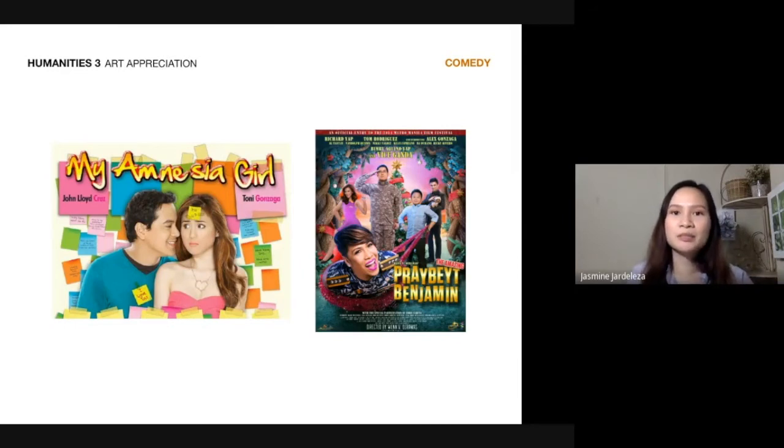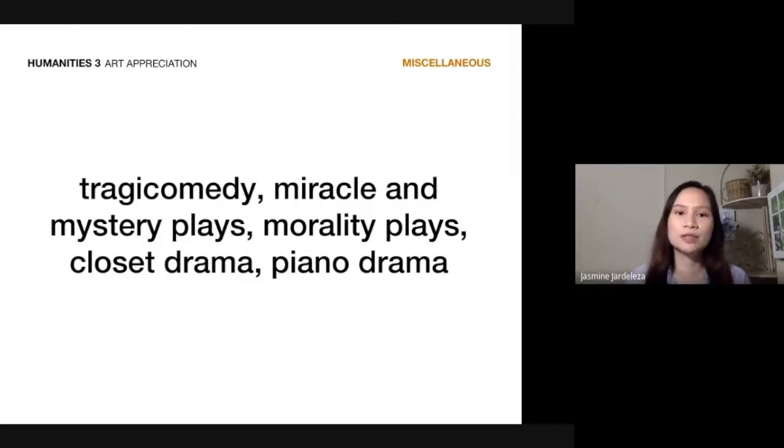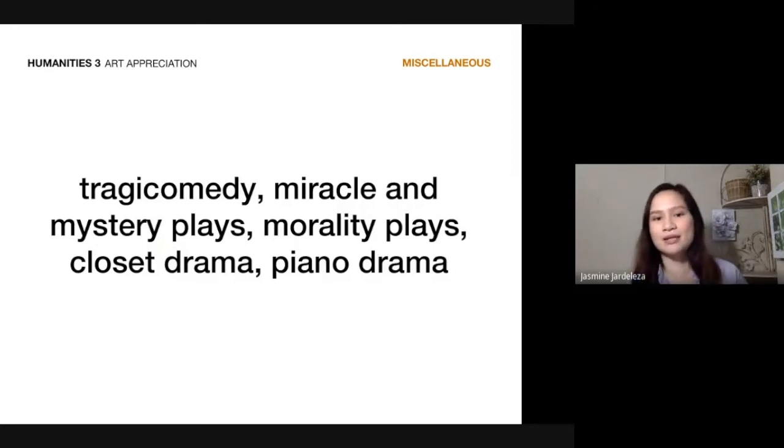In Philippine cinema, the best examples for that would be the films of Vice Ganda, for example, The Private Benjamin. Lastly, an example of comedy is the comedy of manners, sometimes called drawing room comedy. This type of comedy is more sophisticated, sometimes satirical. The characters are usually high society types, and situations have little to do with real life. Other examples of drama would include tragic comedy, miracle and mystery plays, morality plays, closet drama, and piano drama.